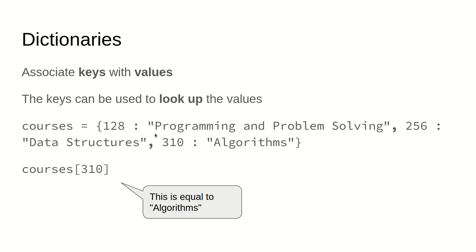If I try to look up something that is not a defined key in my dictionary, I will get an error. So if I asked for courses 0 here, I would get an error. And if I asked for courses with, quote, cat, a string here, I would get an error because that key does not exist in my dictionary.